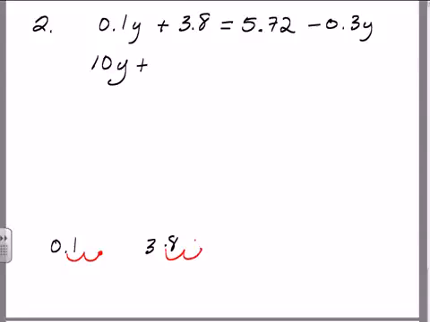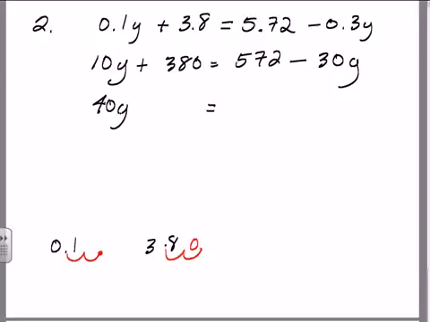1, 2. We need to put something there, so that becomes a 0. So we get plus 380 equals 572 minus 30y. I'm going to add 30y to both sides. I'm going to subtract 380 from both sides, and that would give me 198.